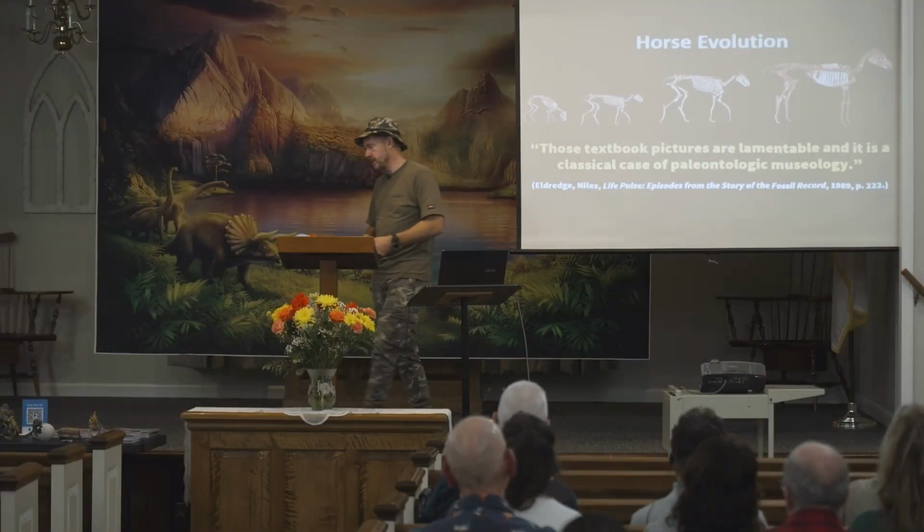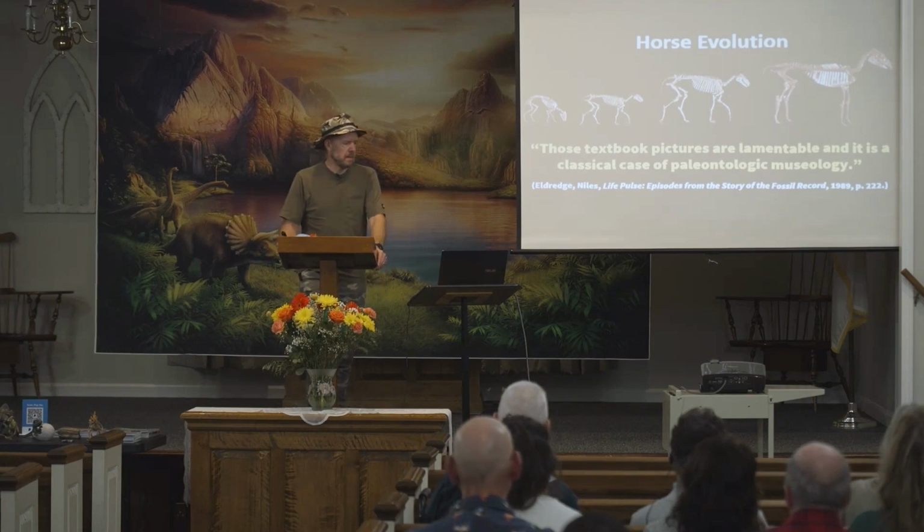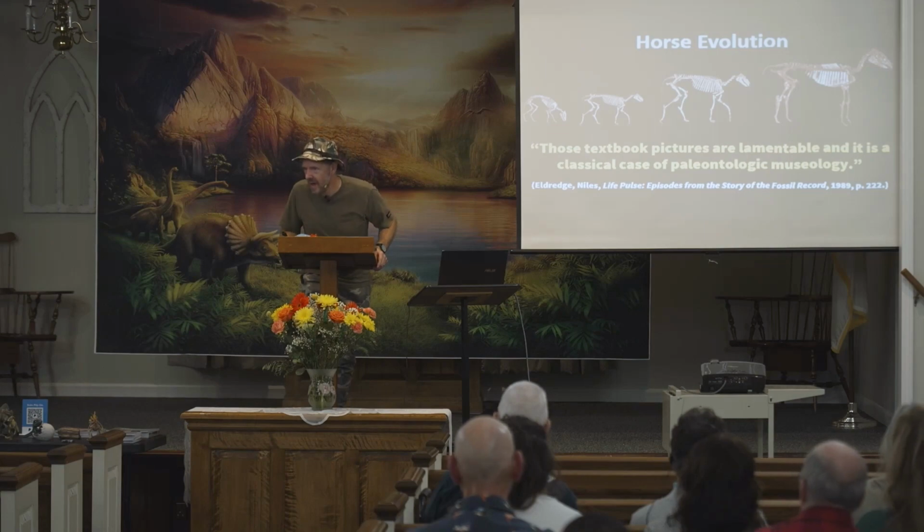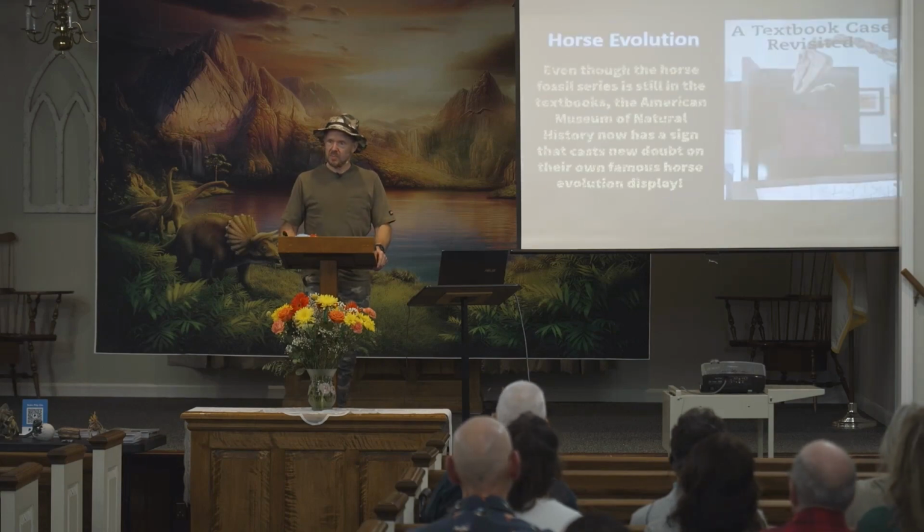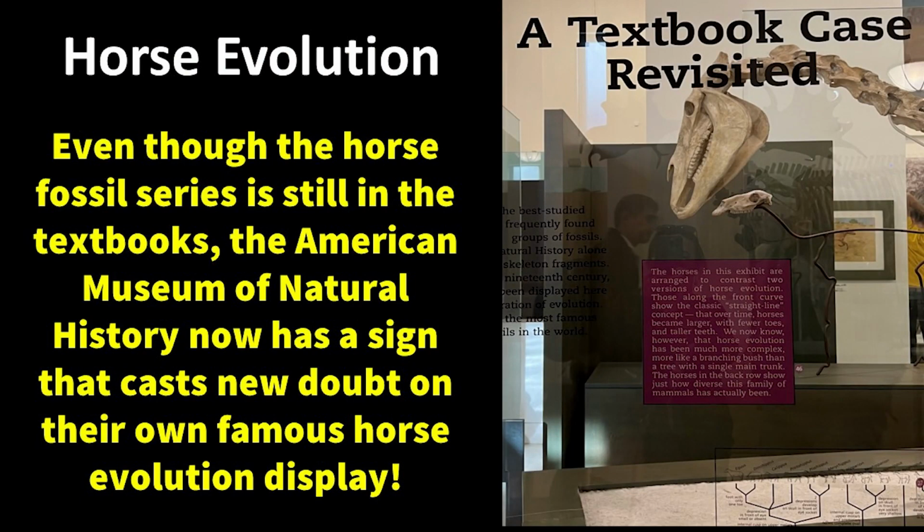And Niles Eldredge, all the way back in 1989, said those textbook pictures are lamentable. It's a classical case of paleontologic museology. Someone's just making stuff up. Just telling stories. But I actually went to the American Museum of Natural History last year, and they have changed the display. Now they say a textbook case revisited. They still show the old guys there in the background, but now on the front they say, well, you know, even though it's in the textbooks, we now have signs that cast doubt on their own famous horse evolutionary display.